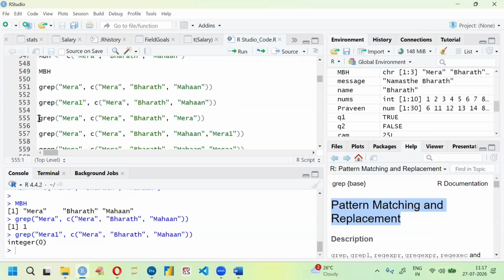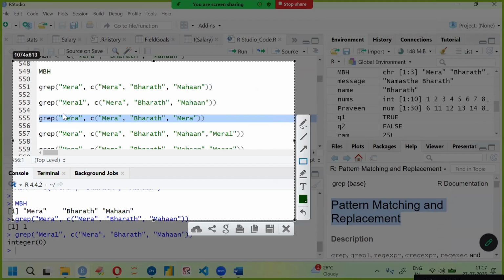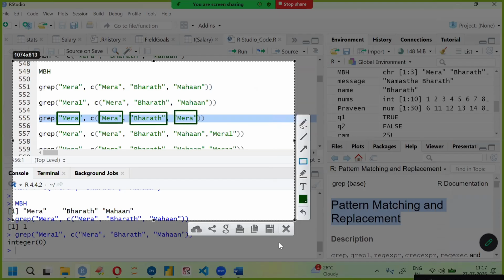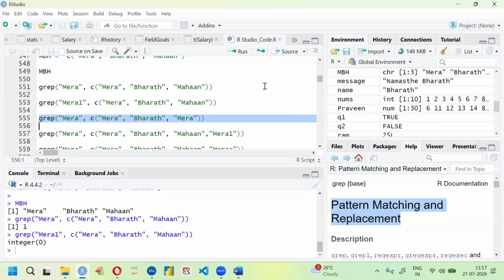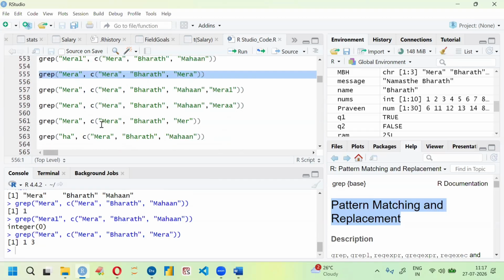Next, grep Mera in Mera Bharat Mera. If you see here, we have one Mera at index 1. Bharat we don't have, and at index 3 we also have Mera. So it has to retrieve elements 1 and 3. Let us see whether it will retrieve. See here, we got 1 and 3. Fine. And next, Mera in Mera Bharat Mahan Mera1.